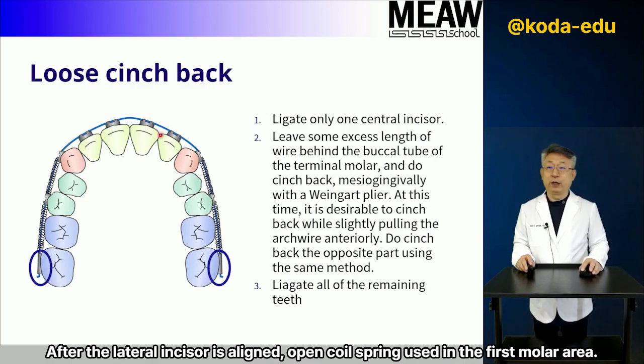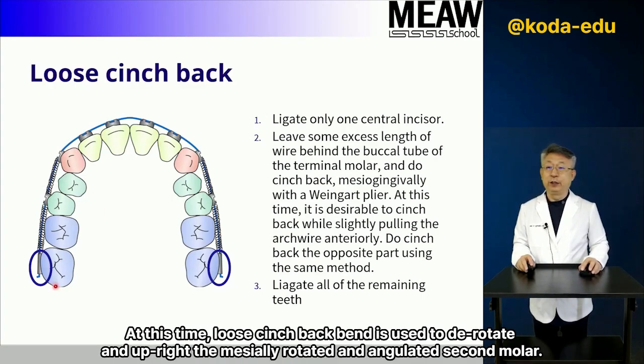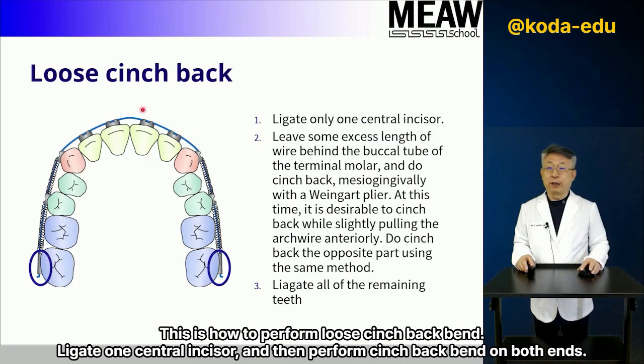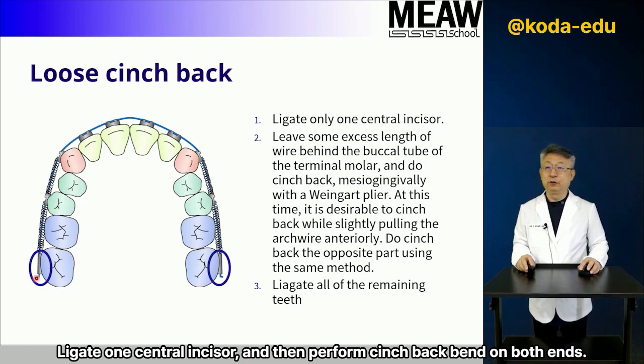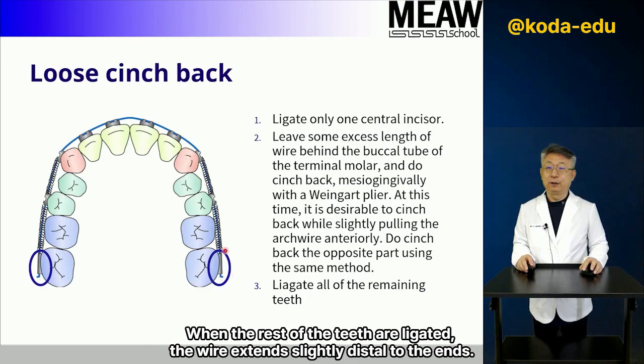After the lateral incisor is aligned, open coil spring is used in the first molar area. At this time, loose cinch back bend is used to derotate and upright the mesially rotated and angulated second molar. This is how to perform loose cinch back bend. Ligate one central incisor, and then perform cinch back bend on both ends. When the rest of the teeth are ligated, the wire extends slightly distal to the ends.